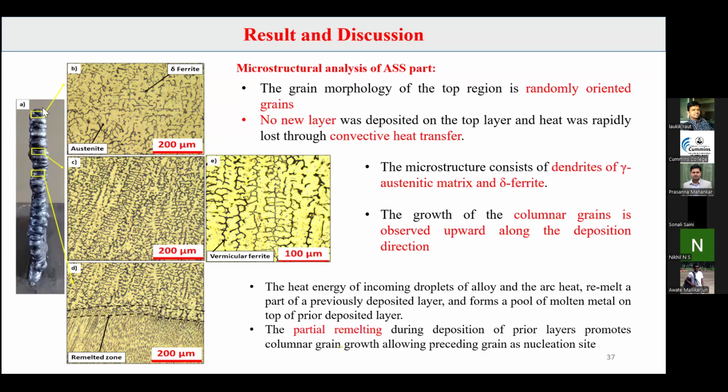As no new layer is deposited over this, heat is rapidly convected away. Hence we were getting randomly oriented grains here.